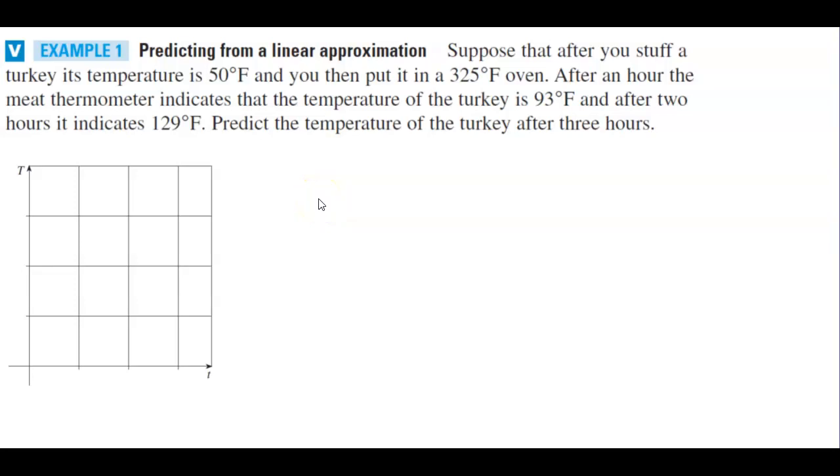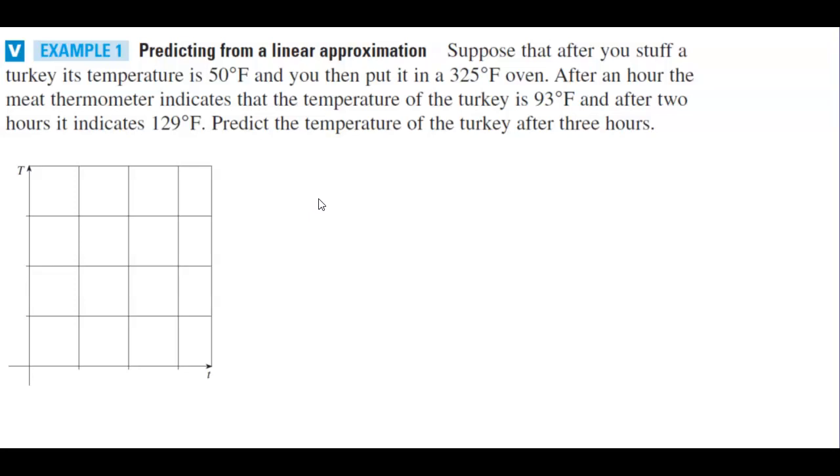Example 1, predicting from a linear approximation. Suppose that after you stuff a turkey, its temperature is 50 degrees Fahrenheit, and then you put it in a 325 degree Fahrenheit oven. After an hour, the meat thermometer indicates the temperature of the turkey is 93 degrees Fahrenheit. And then after 2 hours, it indicates 129 degrees Fahrenheit. We want to predict the temperature of the turkey after 3 hours.